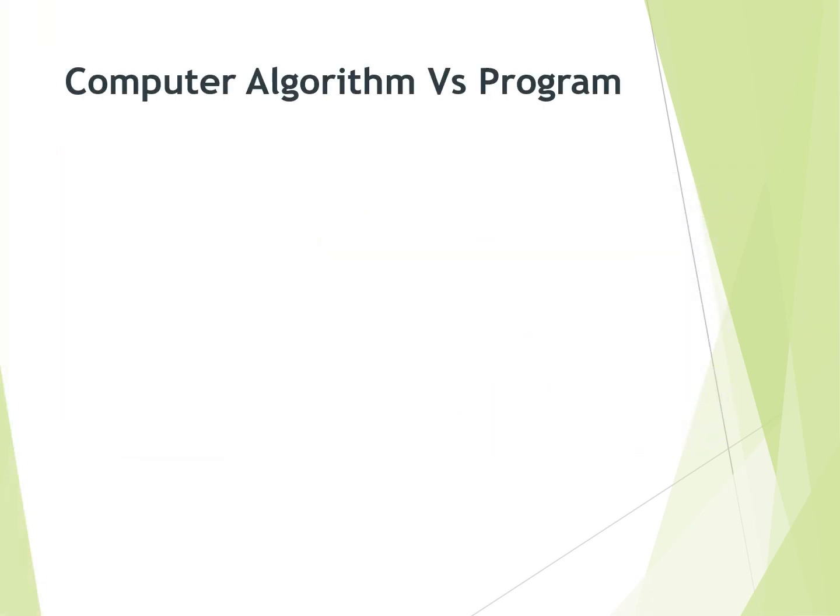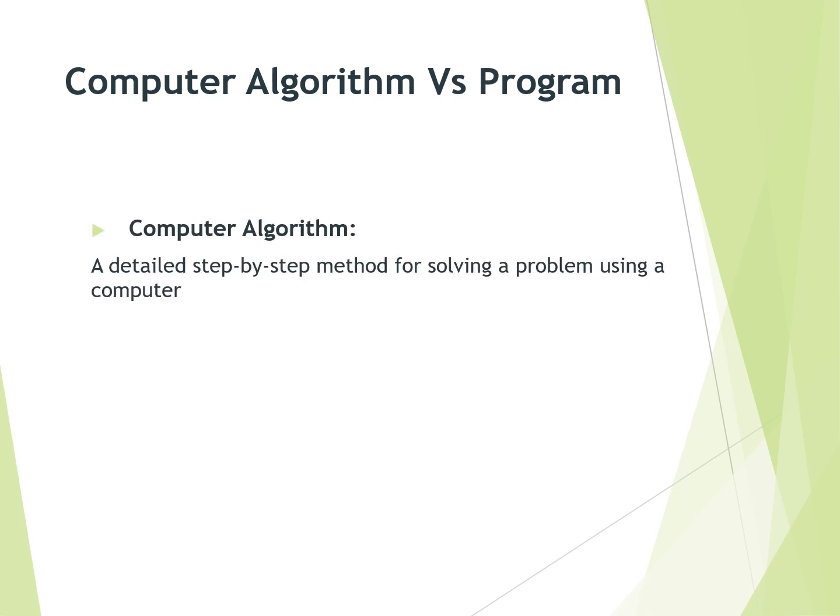Next, we must differentiate between a computer algorithm and a program. A computer algorithm is a detailed step-by-step method for solving a problem using a computer. In contrast, a program is an implementation of one or more algorithms.